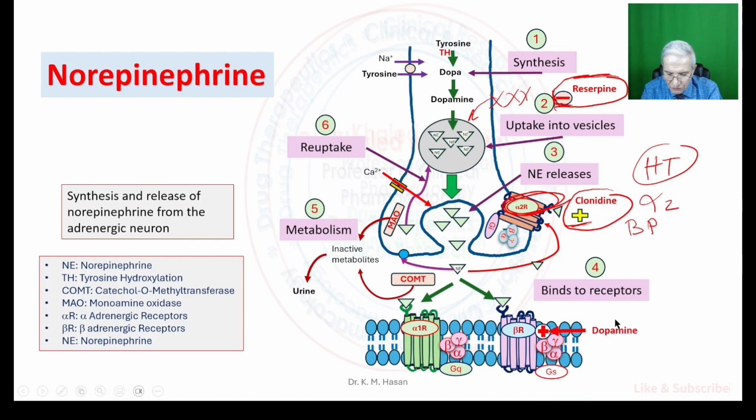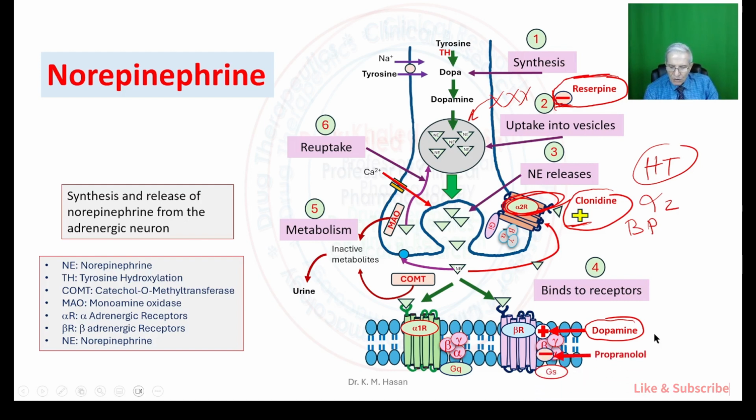Okay, next we have dopamine. You can see here that dopamine stimulates the beta receptor in the heart. For this reason, dopamine stimulates the heart. Dopamine could be used for the treatment of patients in shock, for example.